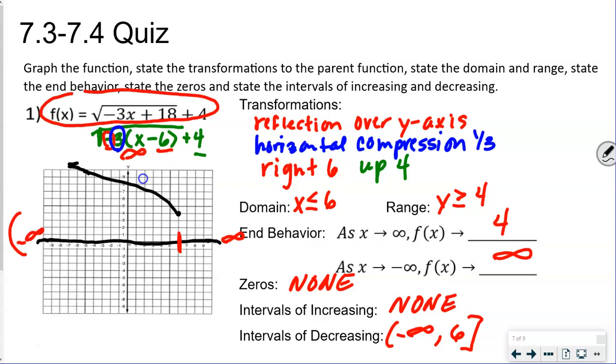It's going up, okay? So when we do this, our interval of decrease is going from infinity over here, because we got an arrow there, to a stopping point right there, which was 6. Okay? So when we're talking about our interval, that's what we're talking about, the x-axis. Okay? So now we're going to do our last one.